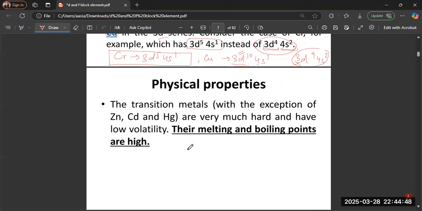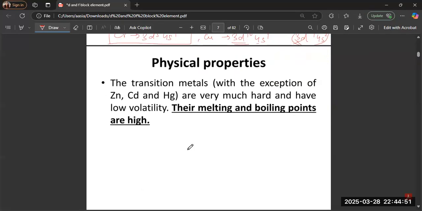Now let's see the physical properties. The transition metals, with the exception of zinc, cadmium, and Hg, mercury, because these are not transition metals as we have discussed, are very hard and have low volatility, because they are less volatile. Remember that they are hard and less volatile, and their melting and boiling points are high. Transition metals have high melting and boiling points.